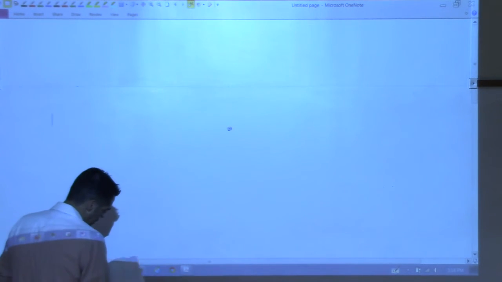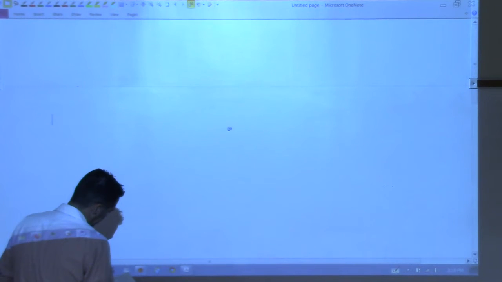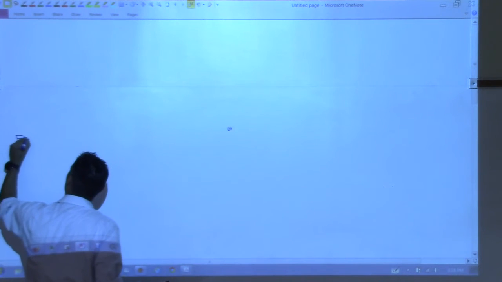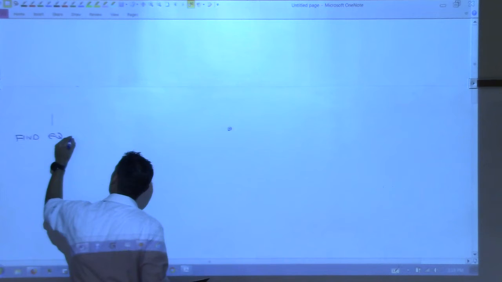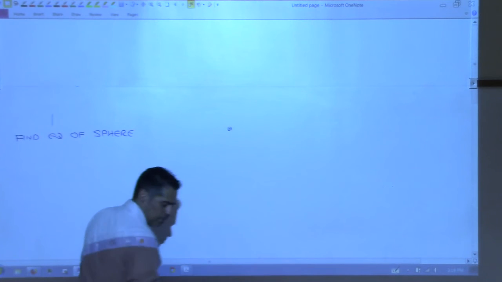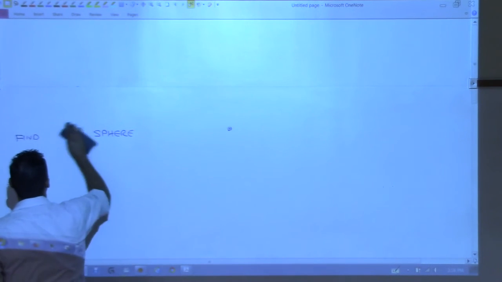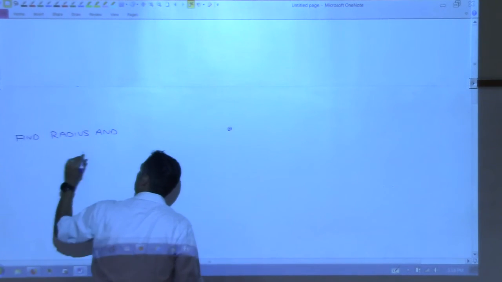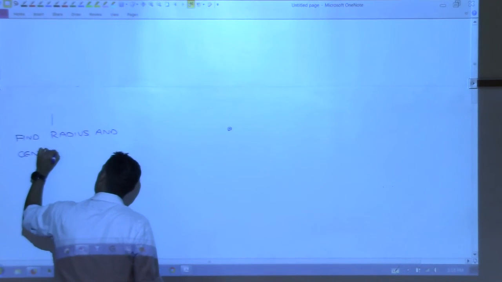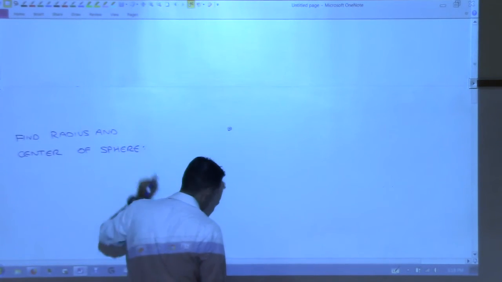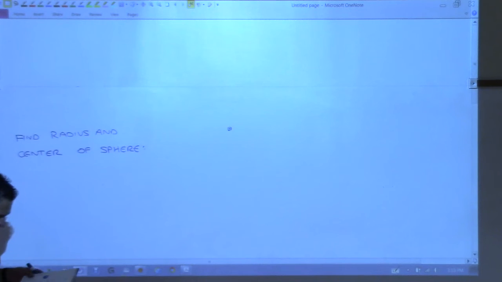I'd like for us to find the equation of the sphere. Not the equation, I'm sorry. Find the radius and the center of the sphere. And I'm going to give you the equation of the sphere. Let me see which one of these I want.